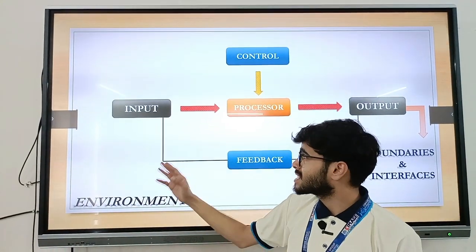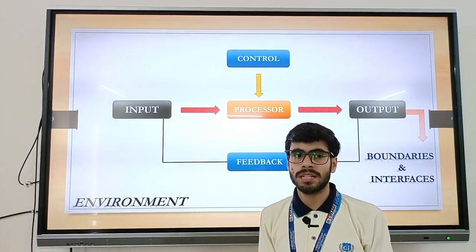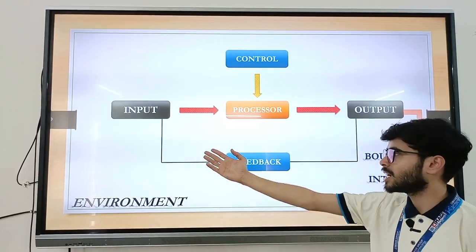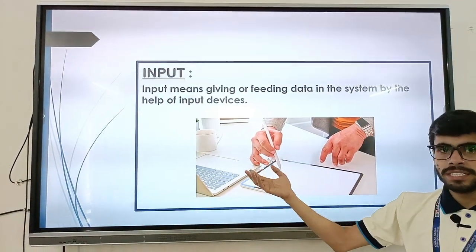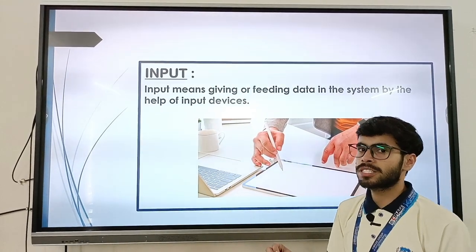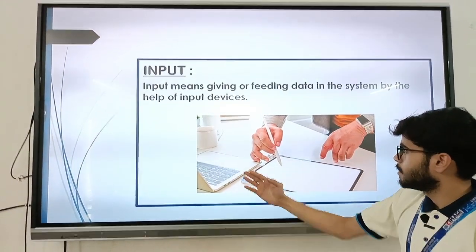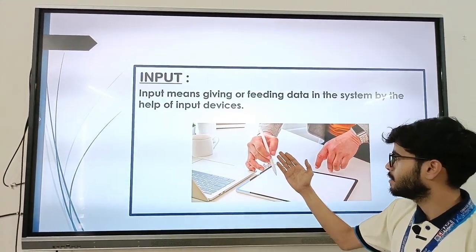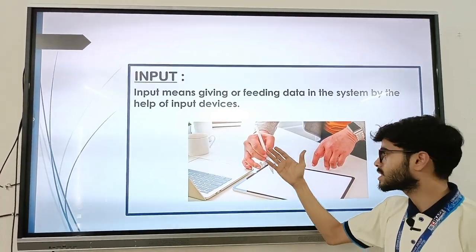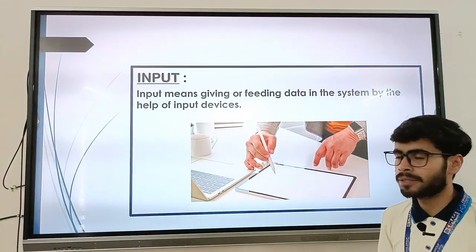Now let's understand all these components of system one by one. First, let's start with the input. Input means giving or feeding data into the computer system by using input devices. By this picture you can easily understand that the man is inputting data with the help of this S Pen.